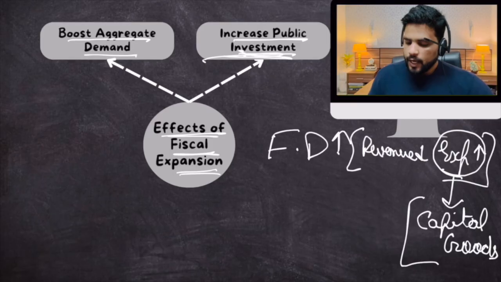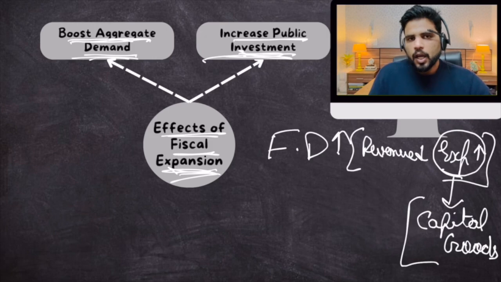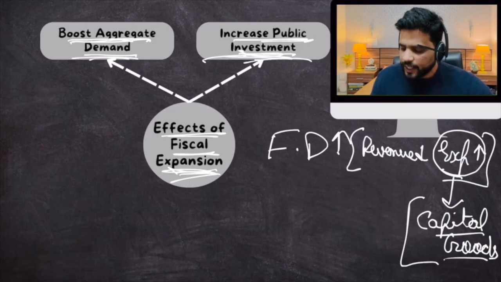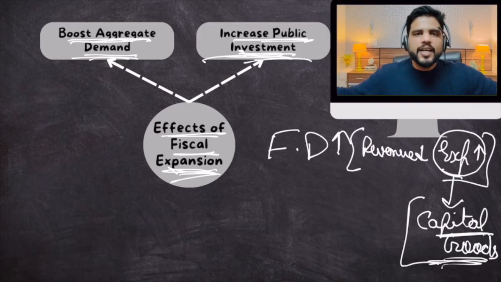Now, during fiscal expansion, government not only increases its spending on normal goods and services, which boosts aggregate demand, and not only reduces taxes, which boosts aggregate demand, government also increases its expenditure on capital goods, which increases public investment. And what is the advantage of capital goods? Go back to the lecture on national income accounting. What was the added advantage of capital goods? Well, capital goods increase the capacity of your GDP.